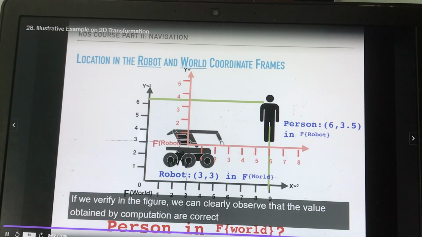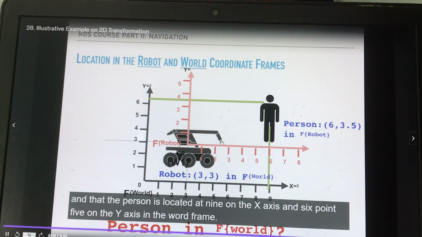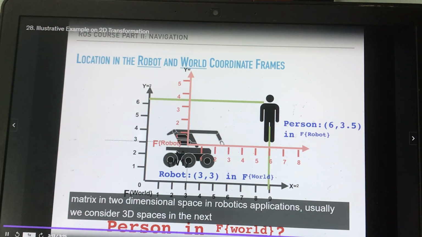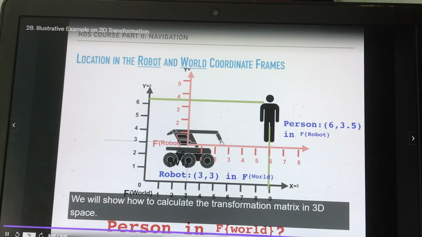If we verify in the figure, we can clearly observe that the values obtained by computation are correct and that the person is located at 9 on the x-axis and 6.5 on the y-axis in the world frame. Congratulations! You are now able to calculate the coordinates in 2 different frames using the transformation matrix in 2-dimensional space. In robotics applications, usually we consider 3D spaces. In the next lectures, we will show how to calculate the transformation matrix in 3D space.